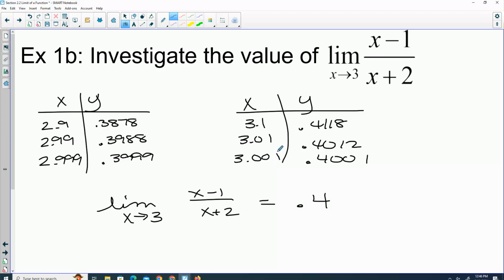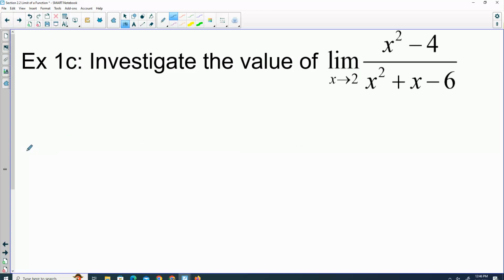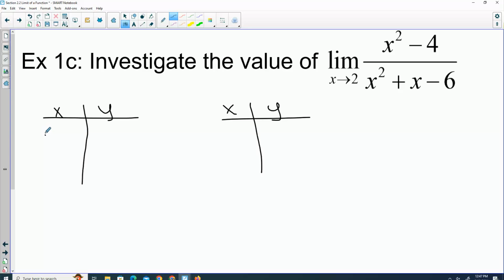All right, so far so good? Let's try another one. Could I just plug 2 into this if I wanted to? No, this one is not defined at 2. It's a little bit more complicated, but same thing. Investigate. What do my x's need to be approaching? Probably 2. So we need smaller than 2, and bigger than 2.